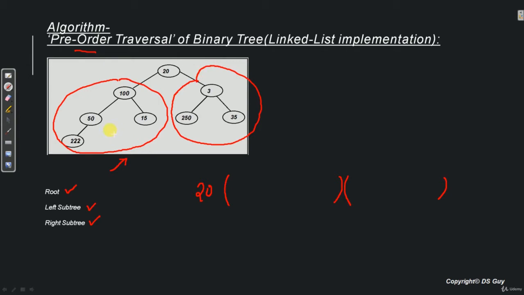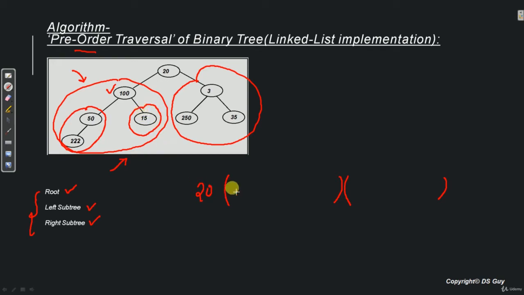Now the question is, how do we traverse this subtree? So the answer is simple. The same rule as we have applied here in case of the original tree, the same rule again will apply for this subtree as well. That is, first we will visit the root, then left subtree and then right subtree. Now what is the root of this subtree? It is 100. And what is the left subtree of this root? It is this subtree over here. And the right subtree is this one for 100.